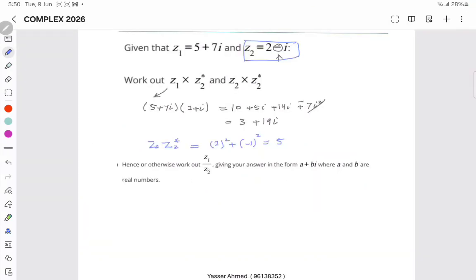To find z1 divided by z2, 2 minus i, we multiply and divide by the conjugate of the denominator, which is 2 plus i, 2 plus i.